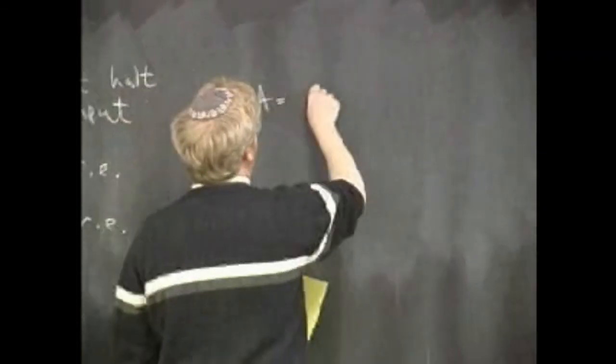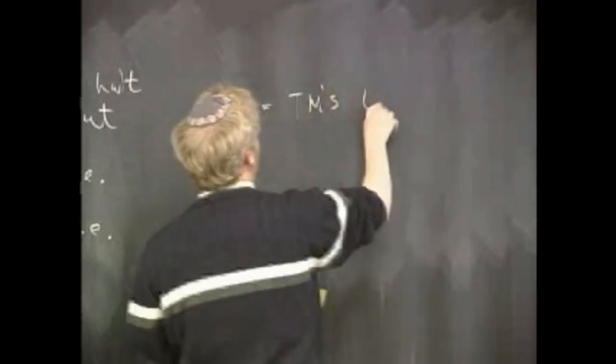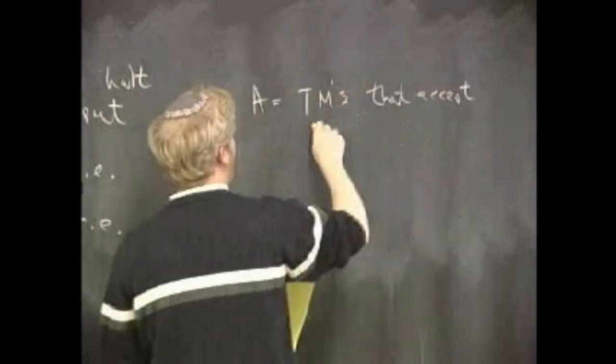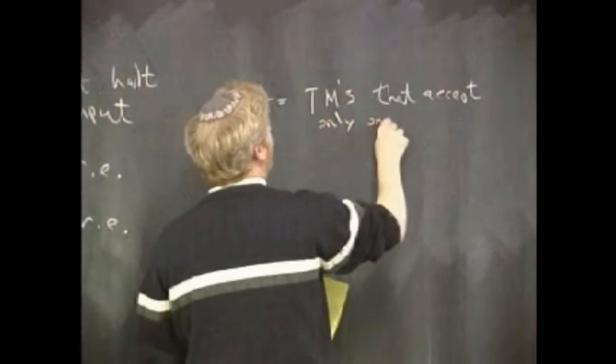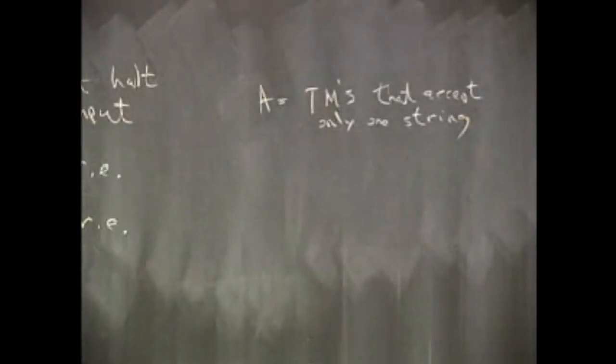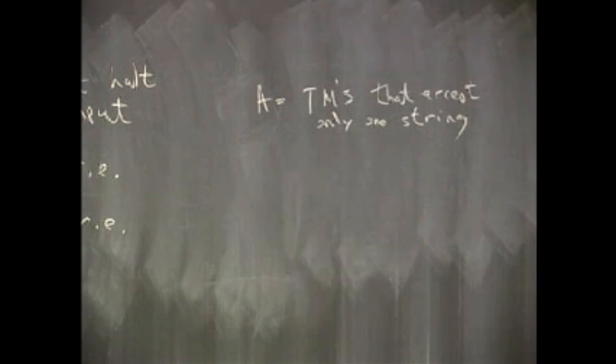Now, how about this? A equals Turing machines that accept only one string. Everyone understand? Some Turing machines accept only one string. Some finite state machines accept only one string. Some Turing machines accept only one thing and reject everything else, or infinite loop on everything else. But there's only one string that it's going to accept.